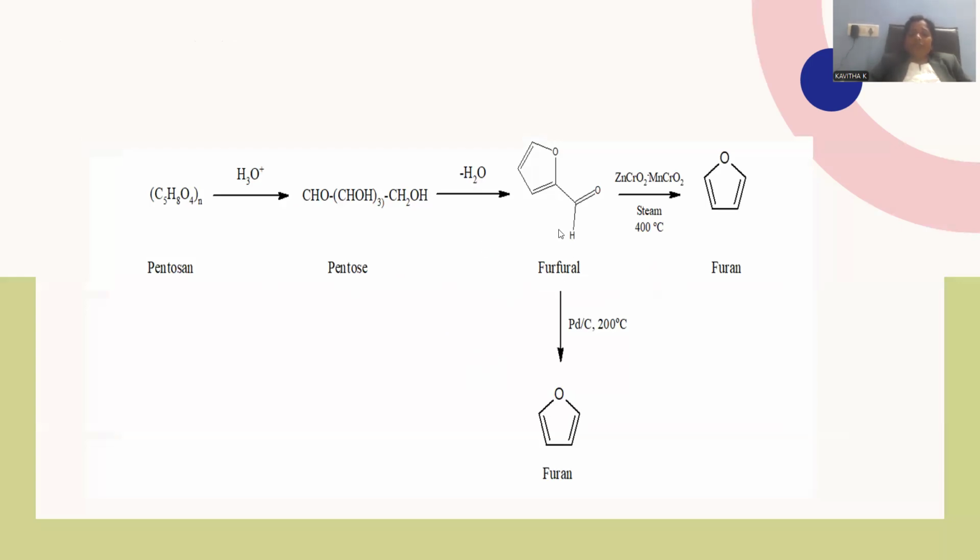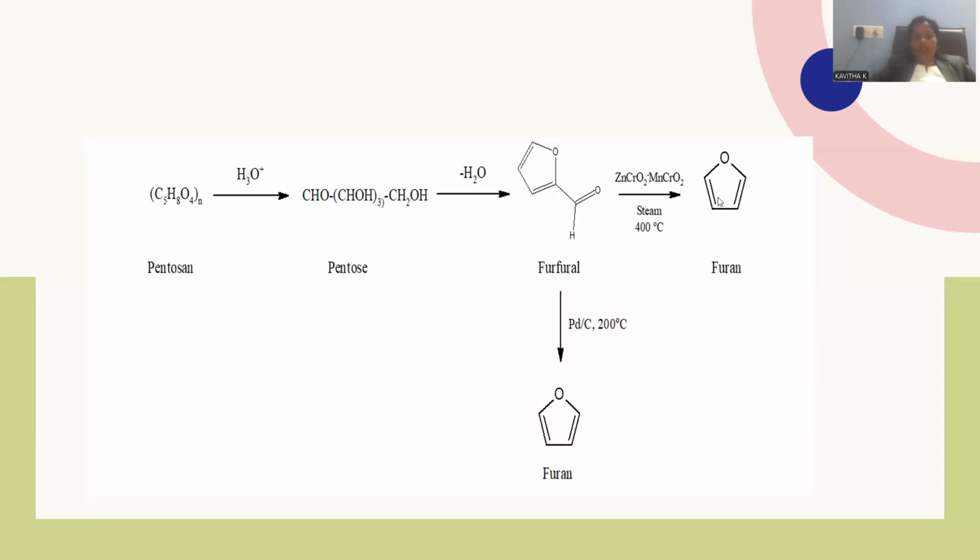After getting this furfural, we have to go for decarbonylation. Again, CO is to be removed, the carbonyl group is to be removed. In order to remove the carbonyl group, let me apply zinc chromate or else manganese chromate. Zinc chromate, manganese chromate applied there, so the decarbonylation is carried out at elevated temperature. We need to boil at extremely high temperature, at 400 degrees, with steam conditions applied, so that unsubstituted furan will be generated.